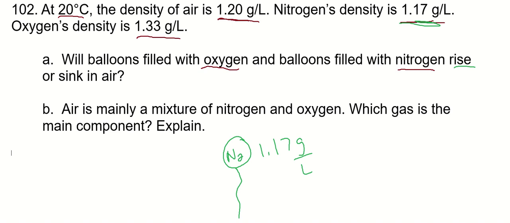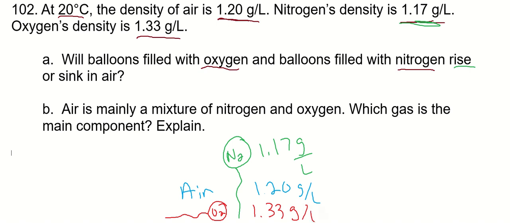All right, and then we have air. I'll just do that like there. Air has a density of 1.20, and then the oxygen will sink. Let's do that in red. That oxygen balloon will be on the ground, O2, because it's denser, 1.33 grams per liter.